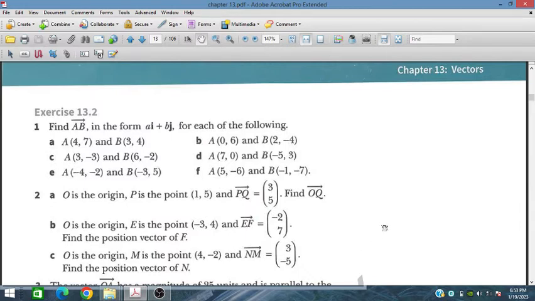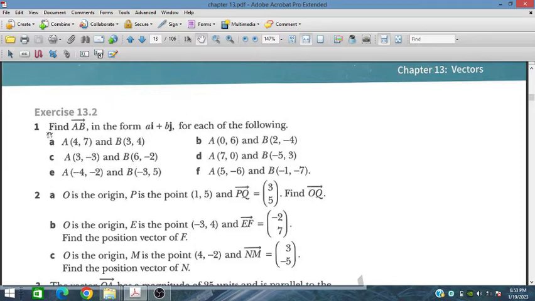Bismillahirrahmanirrahim. In this session, we will discuss the position vectors topic from the additional mathematics course for IGCSE and O-level students. In this session, we will discuss exercise 13.2, mostly related to position vectors.